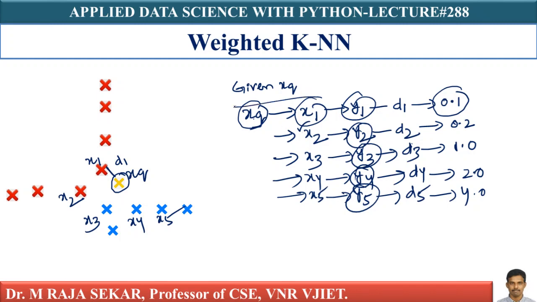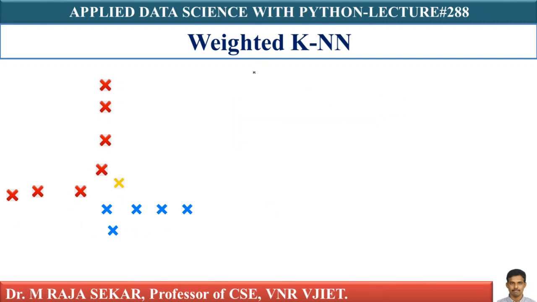Just say we are assuming the distance between xq and x1 is 0.1, and the distance between xq and x5 is 4.0. What does it mean? Your x1 is very close to xq compared to the distance between xq and x5. Let me redraw it once. This is my x1. x1 is my first nearest neighbor for my query point xq.